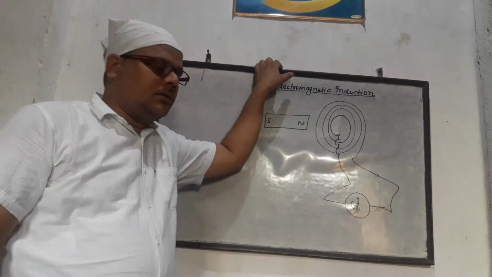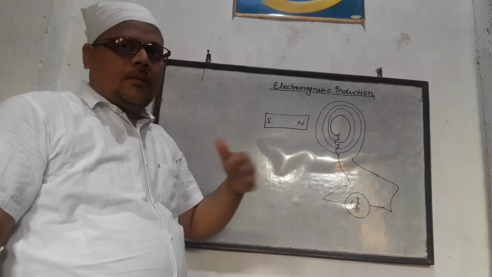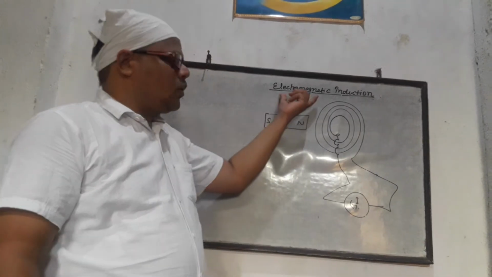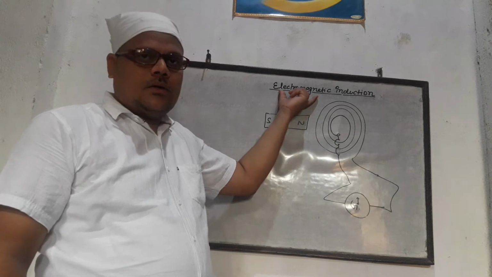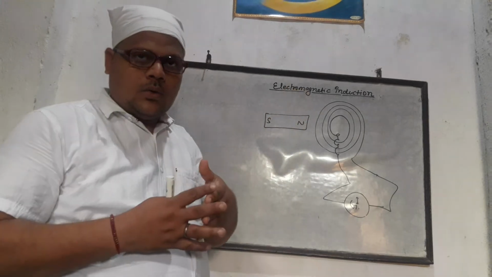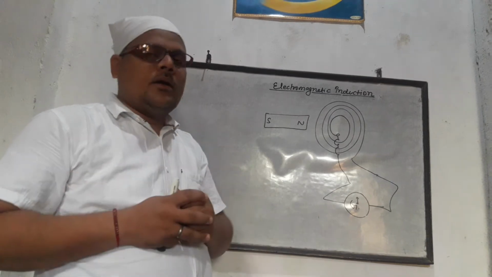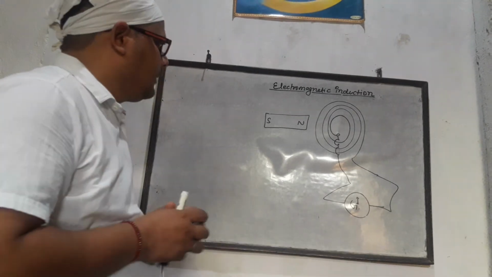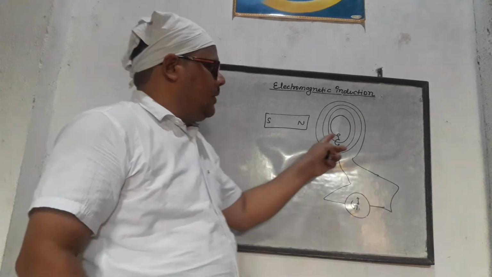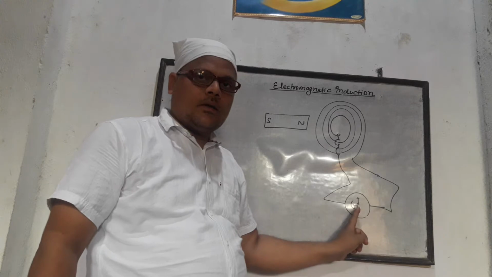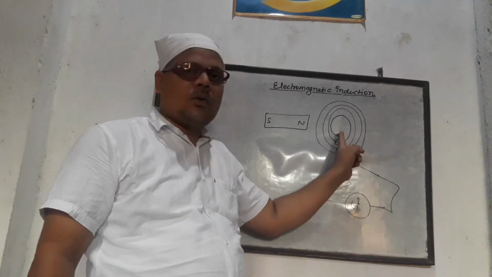Now, dear student, we want to practically understand electromagnetic induction. I will tell you practically about electromagnetic inductions. It is a coil and a galvanometer, and the galvanometer is connected with the coil.